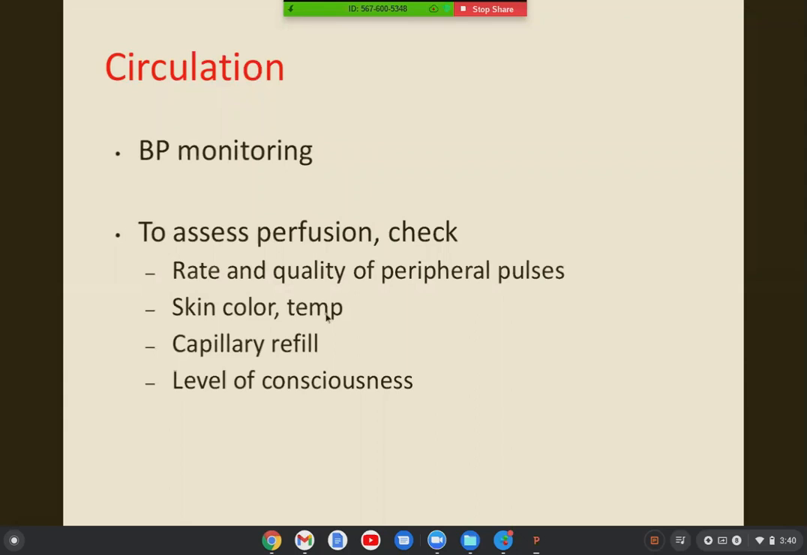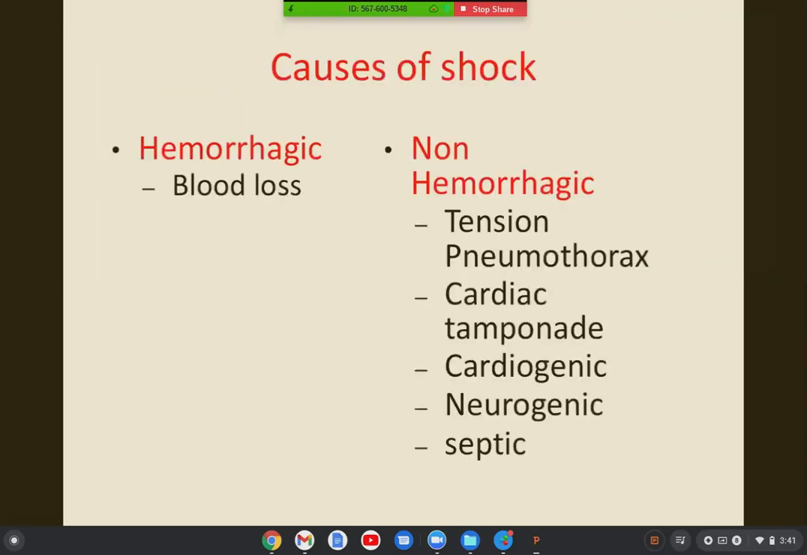For circulation, we will be monitoring BP, which is the last to drop in a pediatric patient. Always remember. To assess our circulation, we will be checking the heart rate, which will be high in case of trauma, like in the chart we have mentioned. Skin color will be cool. Capillary refill more than 2, more than 3, more than 5: mild, moderate, severe. Keep remembering. And level of consciousness, as we have mentioned, agitated, lethargic, comatose, is a marker for circulation.